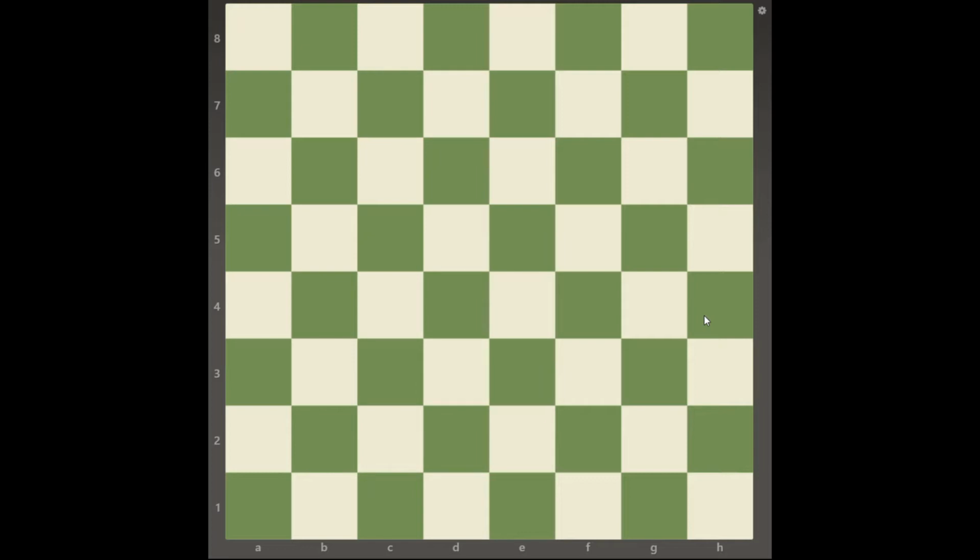So to talk about a specific square, we can combine the name of the file and rank that the square belongs to. For example, if I wanted to know the notation of this square, I can find the file it belongs to, which is the F file, and I can find the rank that it belongs to, which is the 5th rank, which means this is the F5 square. Let's try a few more, shall we?